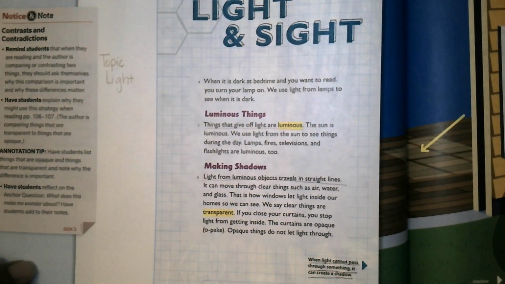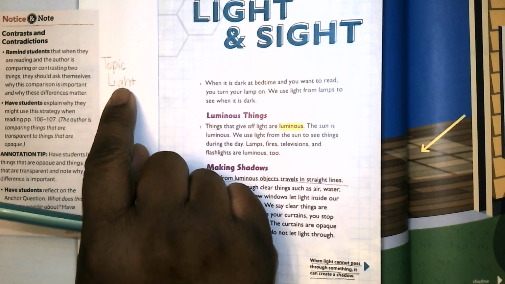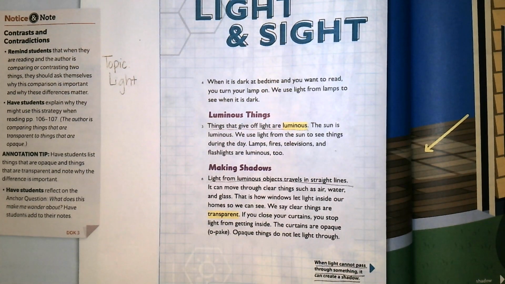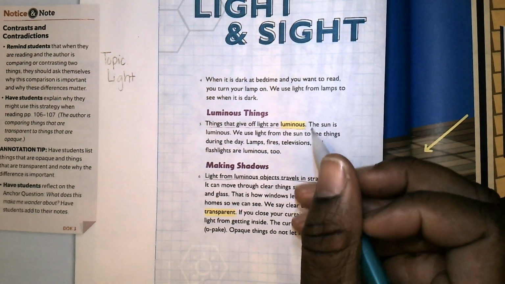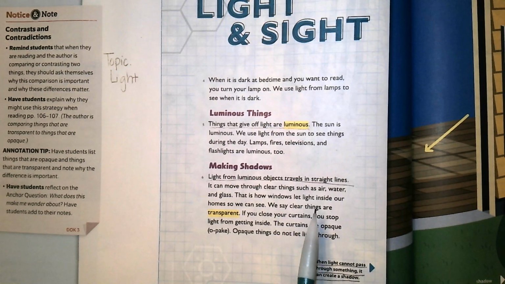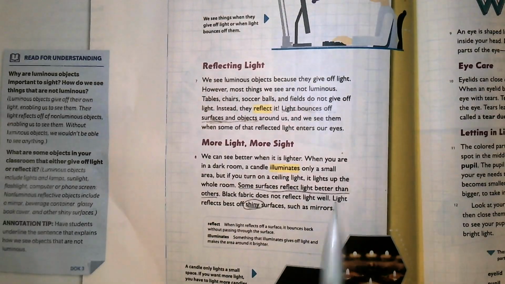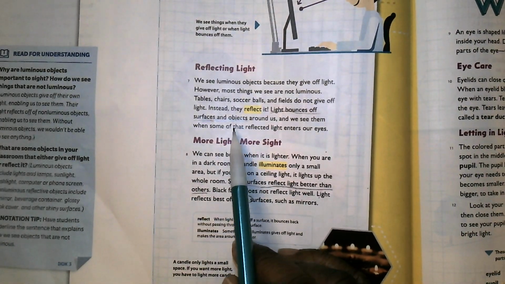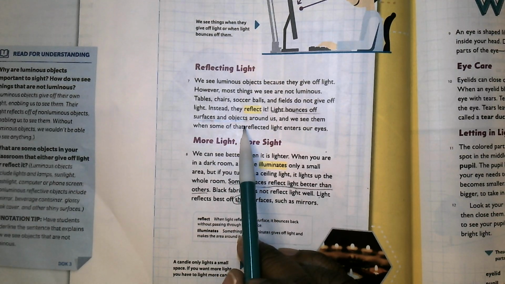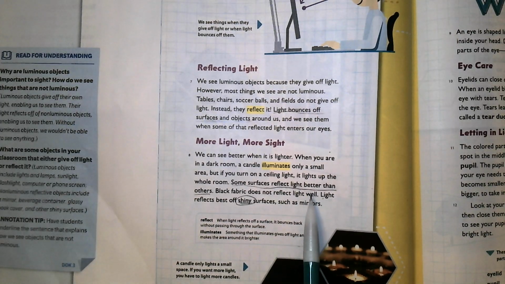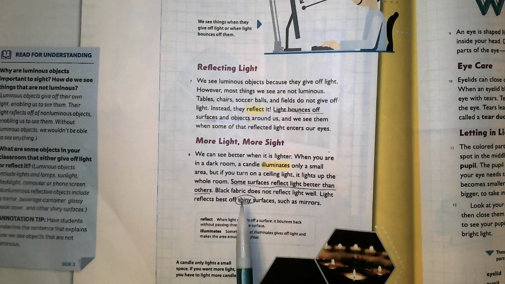So what I'm going to do here is take my topic, light, and I've gotten all those different ideas. Things that give off light are luminous. Light travels in straight lines, but if it can't get through, it'll create a shadow. Light reflects off of or bounces off of different surfaces and objects. Also, light reflects better off of certain surfaces, such as shiny surfaces, okay?